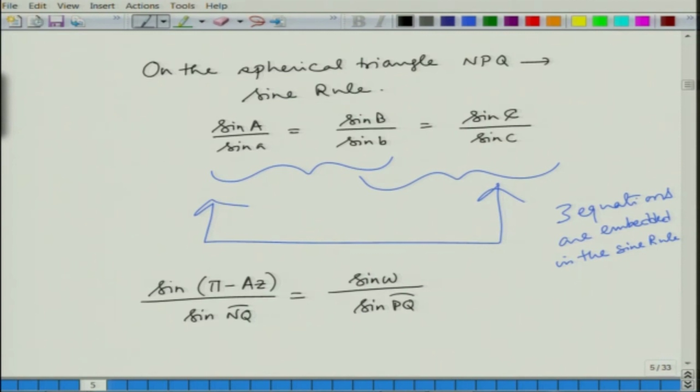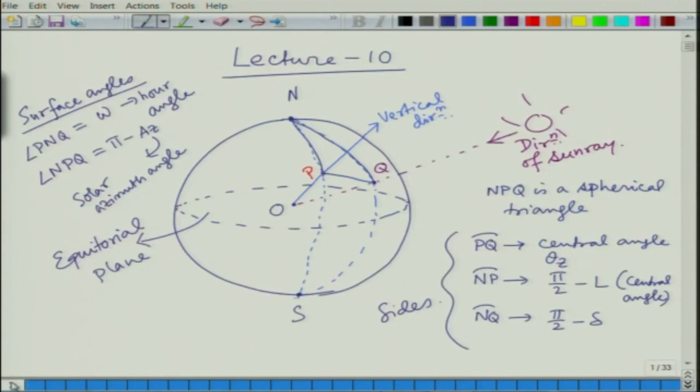Okay. This is the relationship that we will obtain from the sine rule. First look at the left hand side term. What we are getting is sin(pi minus az) divided by sine of curve NQ. If you go to this figure, you can see that pi minus az is this angle on the surface, and NQ is the opposite side. That is what the sine rule says, sin A by sin small a.